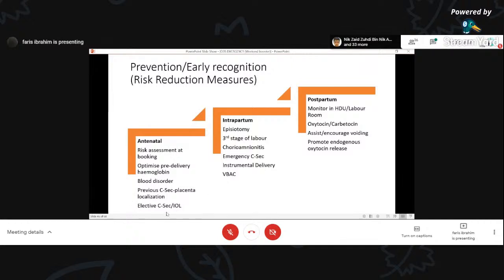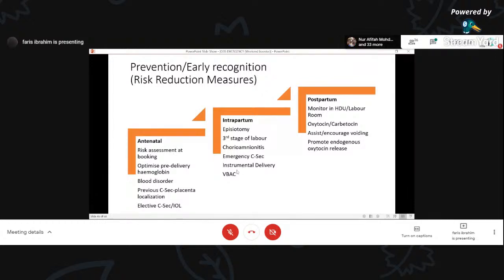Lepas tu you nak tengok ni elective patient can be opt for elective cesarean ke tak. So let's say kalau kita kata macam this patient ada high risk untuk dapat PPH later, so kita akan ubah kita punya plan daripada SVD kepada elective cesarean ataupun kita buat induction of labour. Okay, macam itulah maksudnya. This one is the early management lah.